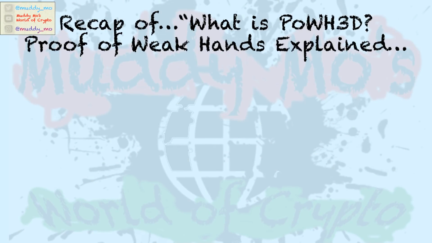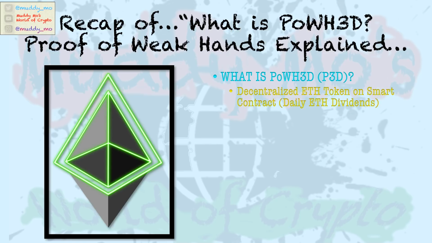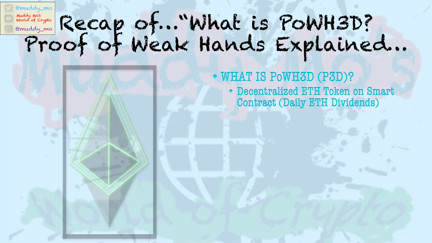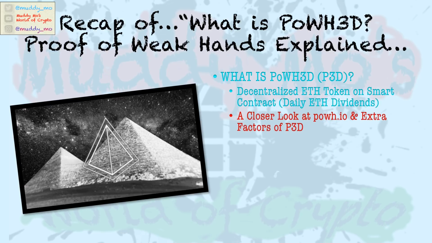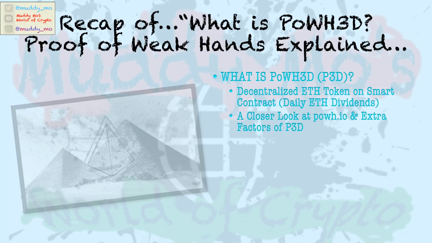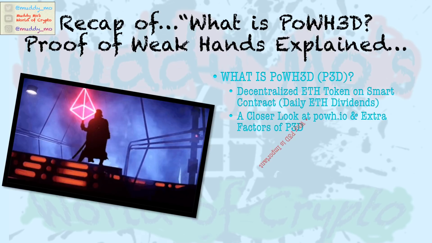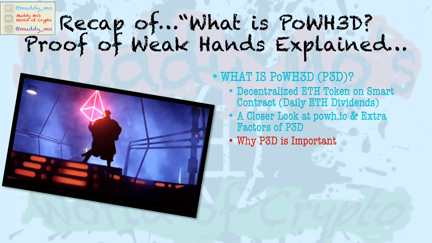Alright, so let's do a quick recap of the last video. What is P3D? What is Proof of Weak Hands? Explain. Alright, we started off talking about P3D being a decentralized Ethereum token on a smart contract. Alright, daily Ethereum dividends that nobody can touch. Get that money, y'all, every day. Next, we took a close look at the Proof of Weak Hands website, and we also looked at some extra factors of P3D. We also talked about why P3D is important. Why it's going to change our lives.